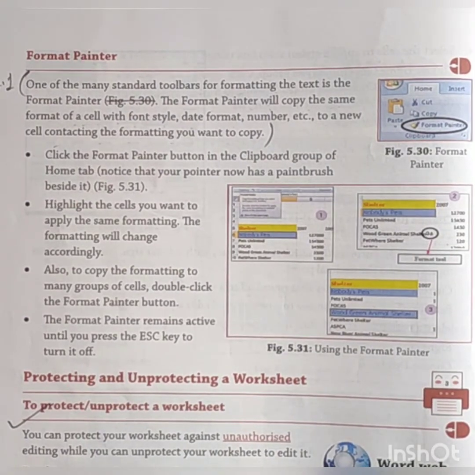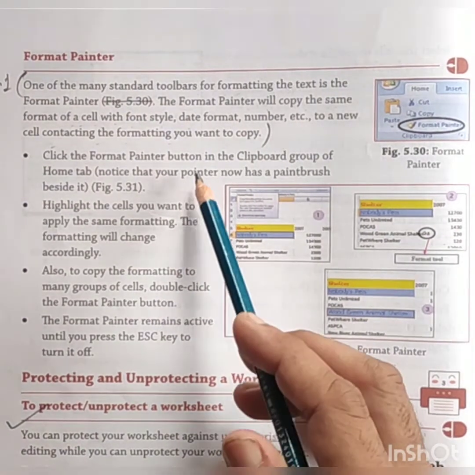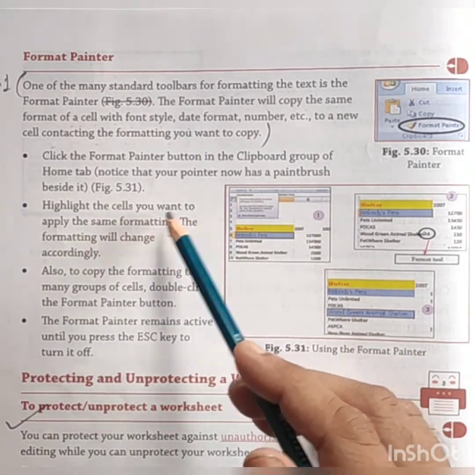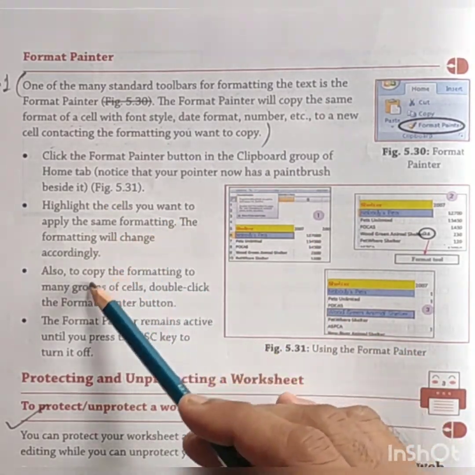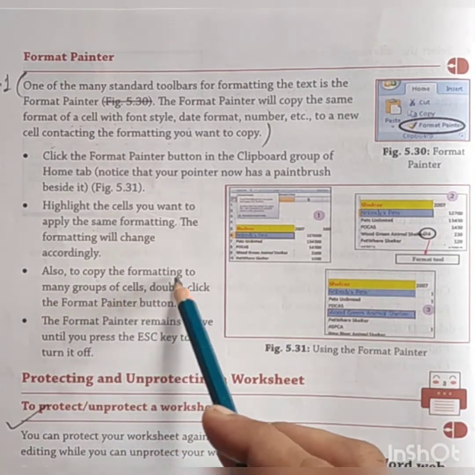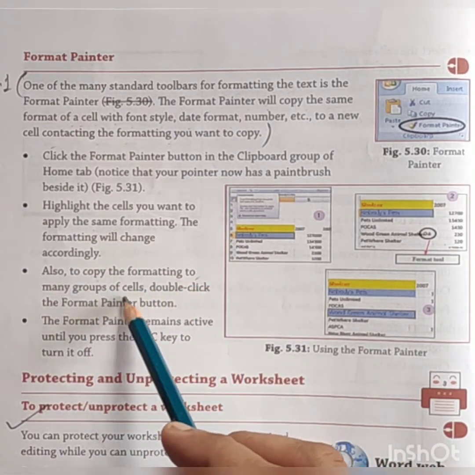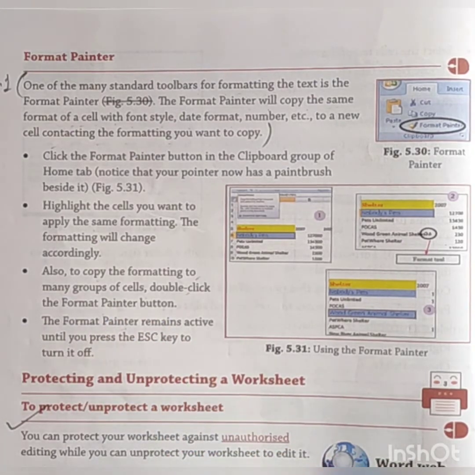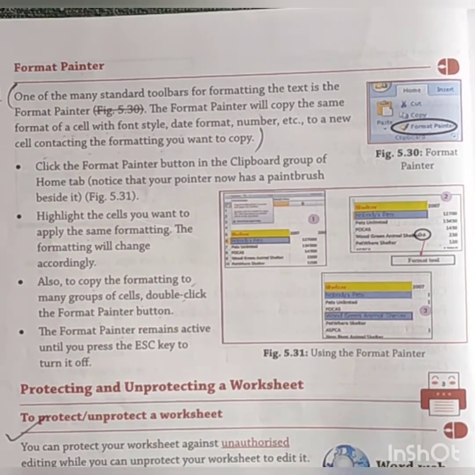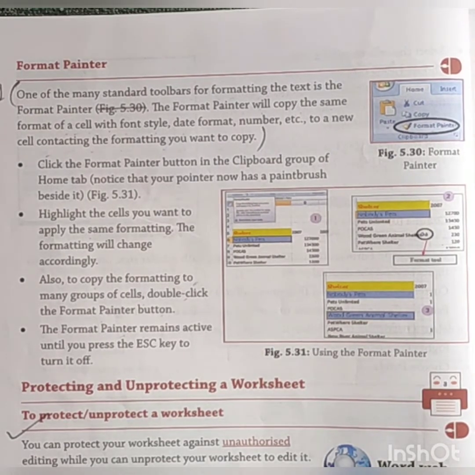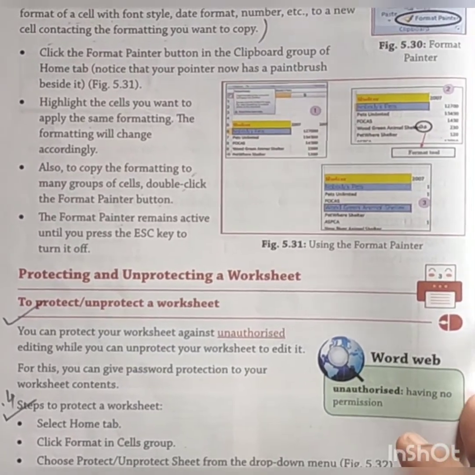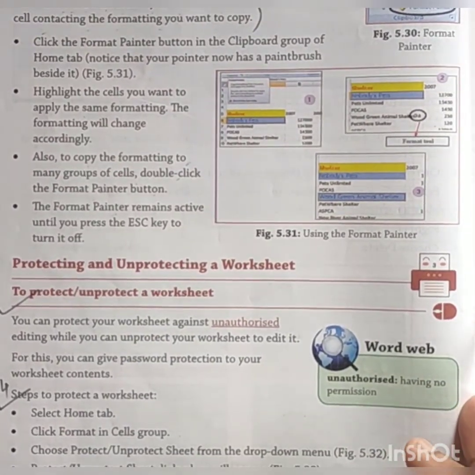Now for format painter, click on the format painter button on the home tab, then highlight the cell where we want to apply the same formatting. Also, to copy the formatting to many groups of cells, double click on the format painter. The format painter remains active until we press the escape key. So this is a very essential feature for MS Excel.